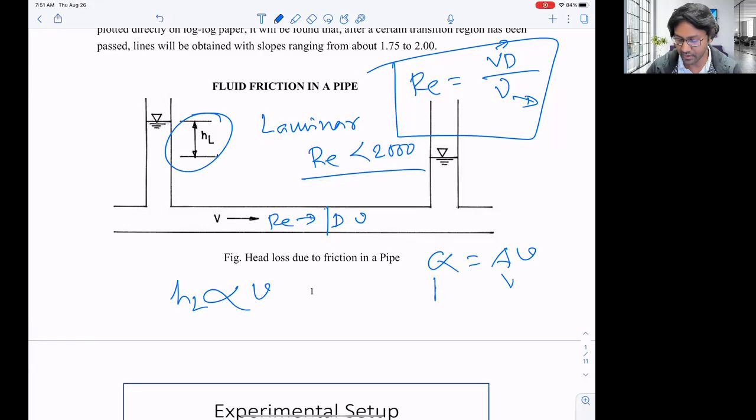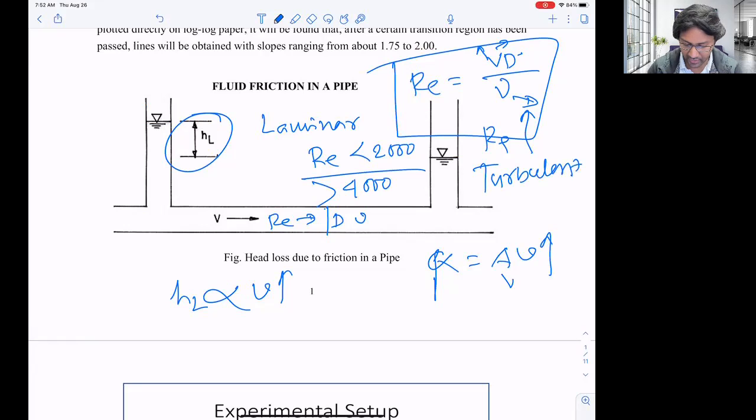If you increase the flow rate, definitely velocity will increase, and when the velocity increases, the relationship will change. If velocity increases keeping diameter the same, the Reynolds number will also increase, right? Then what will happen? When the Reynolds number exceeds 4000, the flow will be turbulent, because the streamlines won't be parallel to each other anymore. It will be turbulent flow.